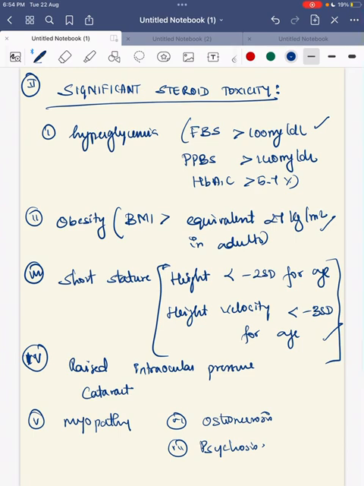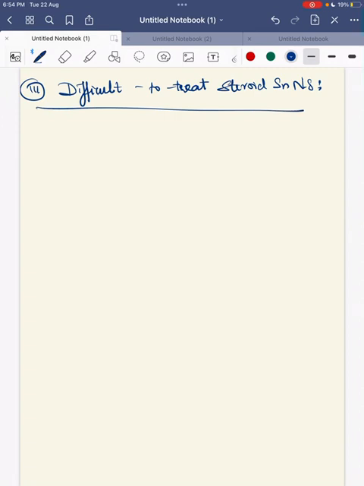So if the child presents with hyperglycemia, obesity, short stature, with complications in the ocular region, with myopathy, osteonecrosis and psychosis, you call that the child is having a significant steroid toxicity. Okay. The next definition we'll see is difficult to treat steroid sensitive disease. Difficult to treat steroid sensitive nephrotic syndrome. You call it difficult to treat when both of the following are present.